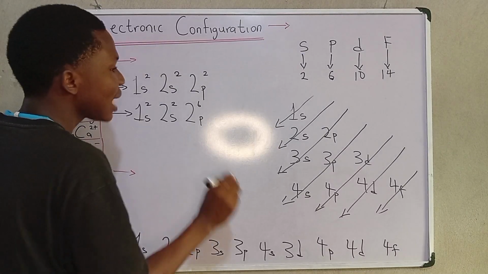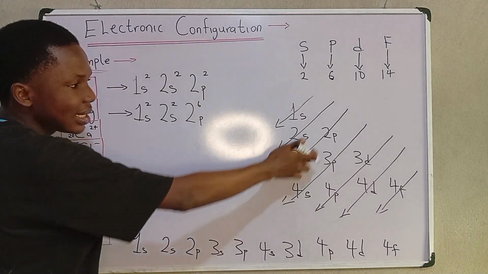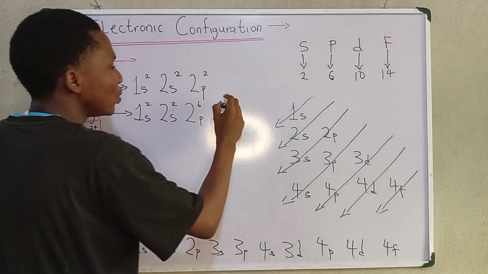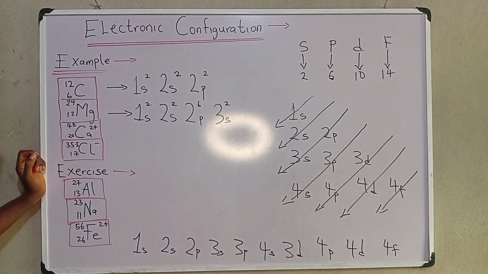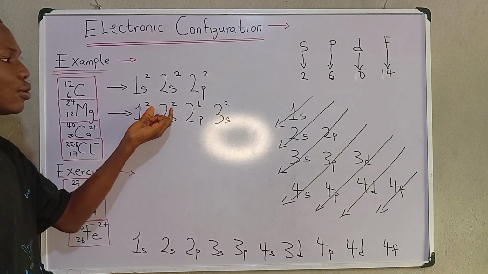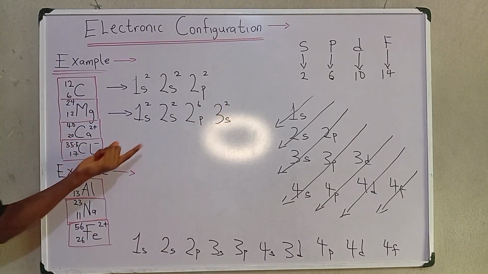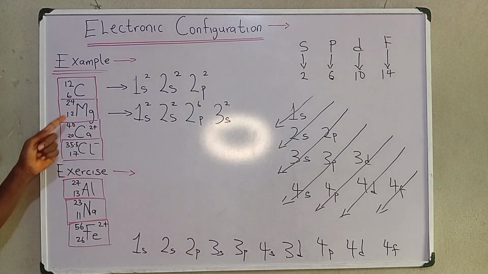So the next thing we just have to do is the following. The next thing in this array is 3s. On that note, we will just write the remaining 2 electrons. So 2 plus 2, 4, 4 plus 6, 10, plus this 2 makes 12. It's complete. This is the electronic configuration of magnesium.